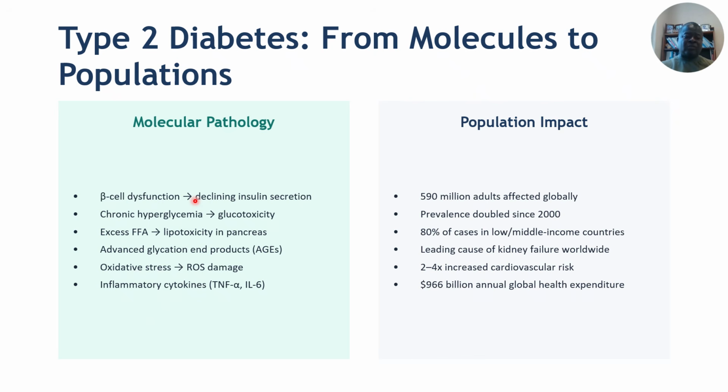At the pathological level, as we mentioned, type 2 diabetes is significantly caused by declining insulin secretion as a result of dysfunctional pancreatic beta cells. We see chronic hyperglycemia, which gives rise to glucotoxicity, excess fatty acids causing lipotoxicity in the pancreas, advanced glycation end products referred to as AGEs, as well as increased oxidative and inflammatory stresses.